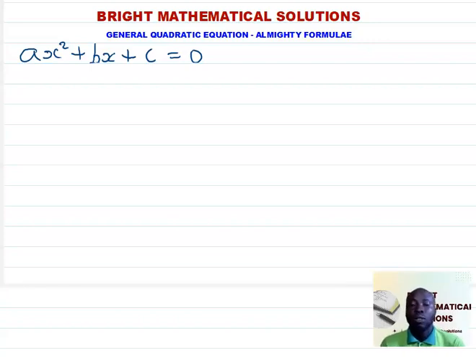Today we want to look at the quadratic equation. I want to derive the almighty formula from the general equation of a quadratic equation. A quadratic equation is expressed as thus: ax raised to the power of 2 plus bx plus c equals 0.